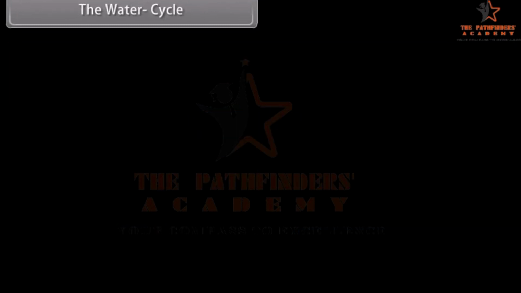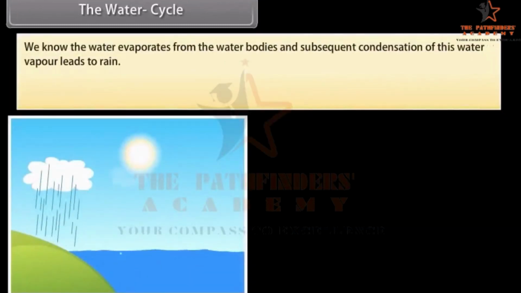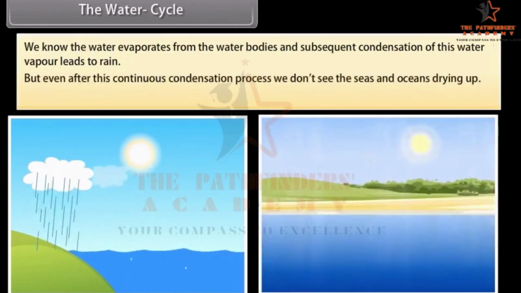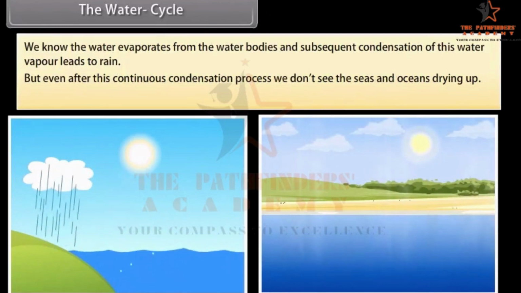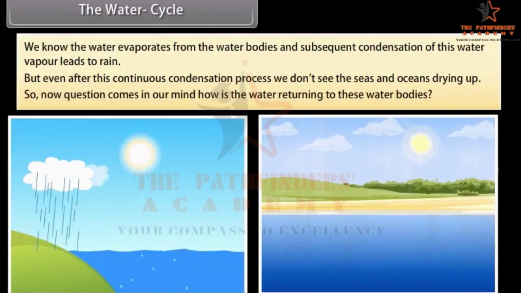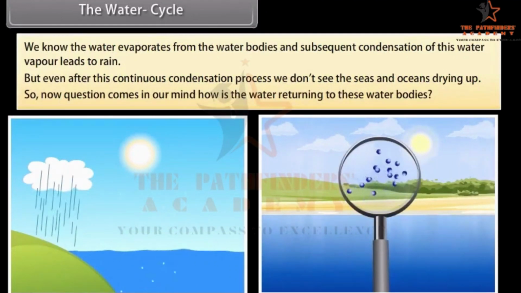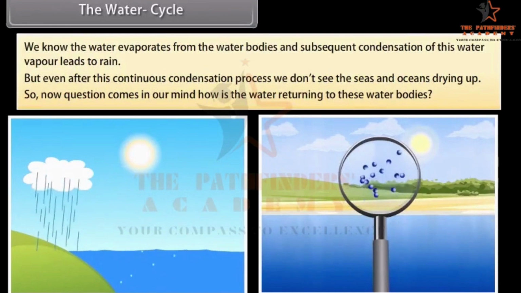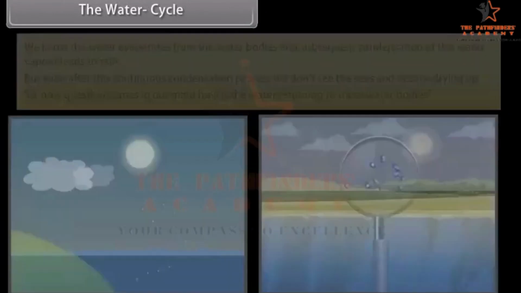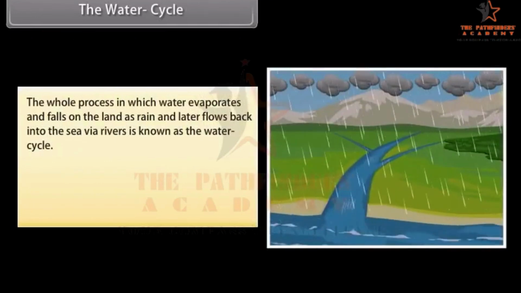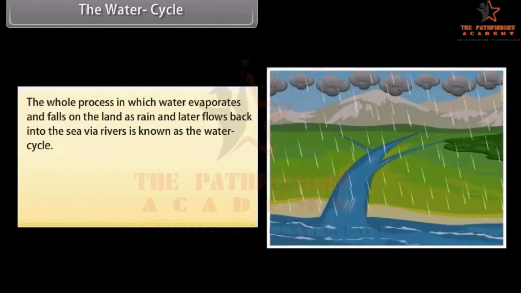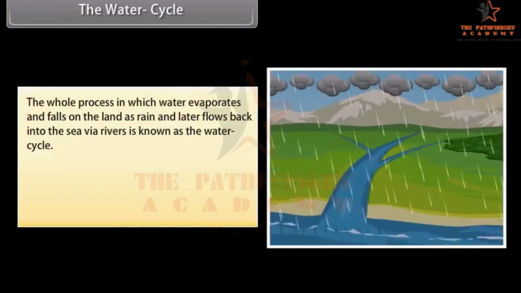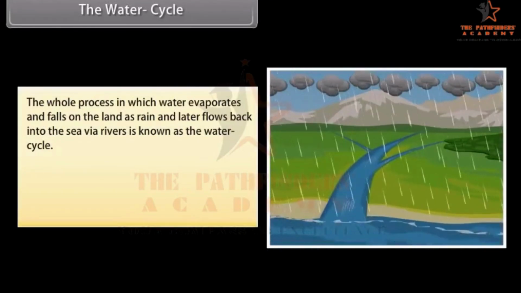The water cycle. We know that water evaporates from the water bodies, and subsequent condensation of this water vapor leads to rain. But even after this continuous condensation process, we don't see the seas and oceans dry up. So now the question comes to our mind: how is the water returning to these water bodies? The answer is that the whole process in which water evaporates and falls on the land as rain and later flows back into the sea via rivers is known as the water cycle.